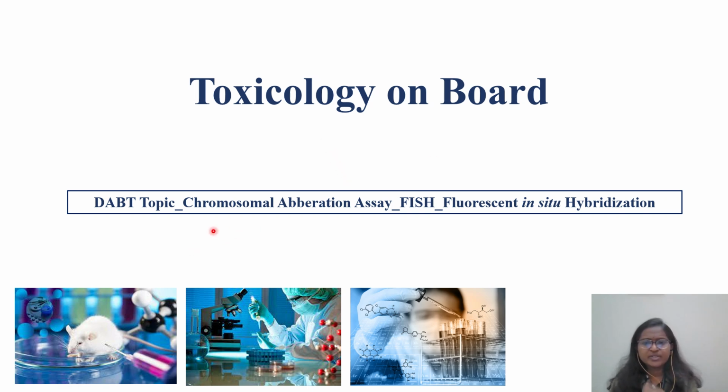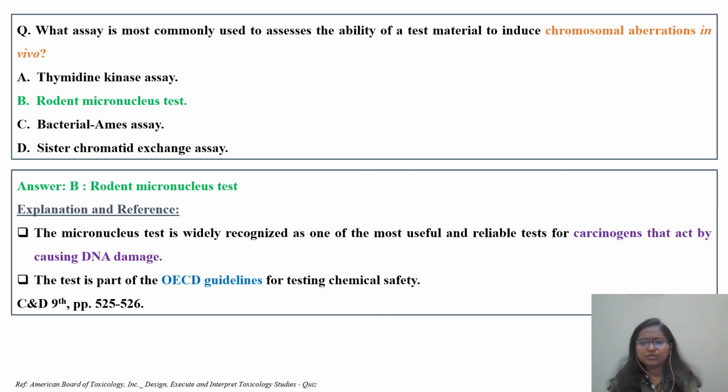Today in this video we'll be discussing another topic, chromosomal aberration assay, FISH, fluorescent in situ hybridization. Let's directly go into the question. The question is, what assay is most commonly used to assess the ability of a test material to induce chromosomal aberrations in vivo? So we need to identify the assay which is used to test the ability of a material to induce chromosome aberration.